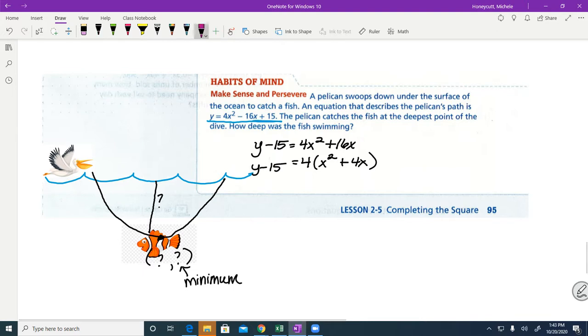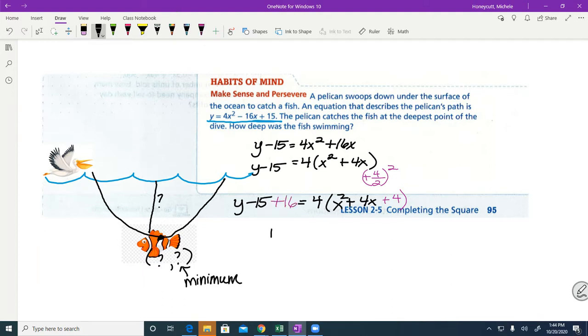Then I have to figure out what number I'm adding to both sides. I'm going to take the b term divided by 2, then square it. So that's going to be 4 times x squared plus 4x. And then when I take 4 and divide it by 2, I get 2. 2 squared is 4. But when I write the left side of the equation, instead of adding 4, 4 times 4 is really 16.